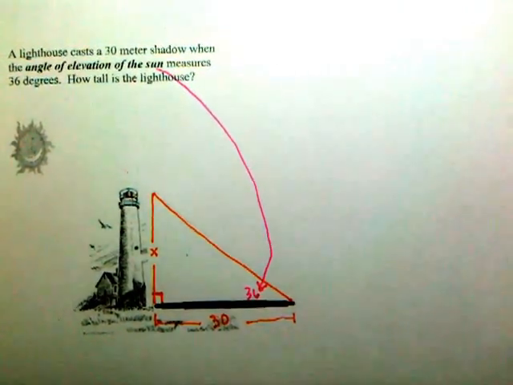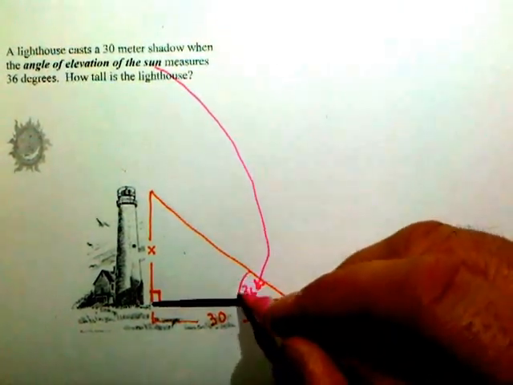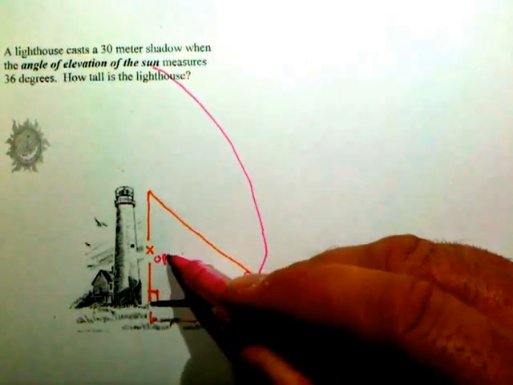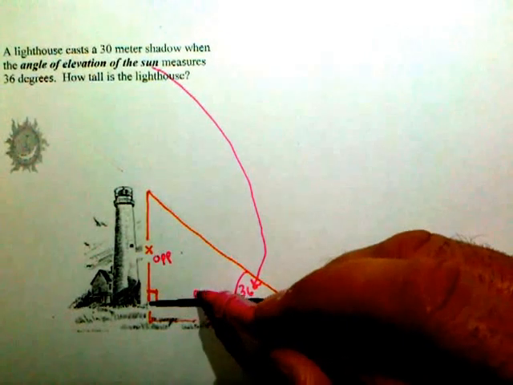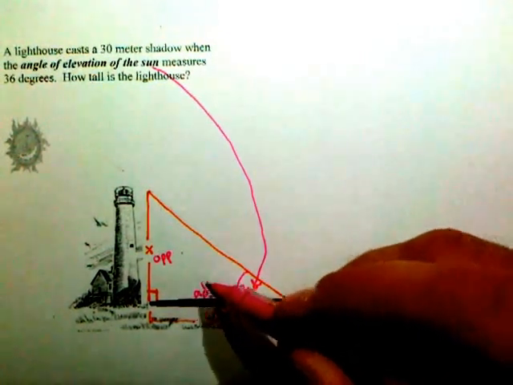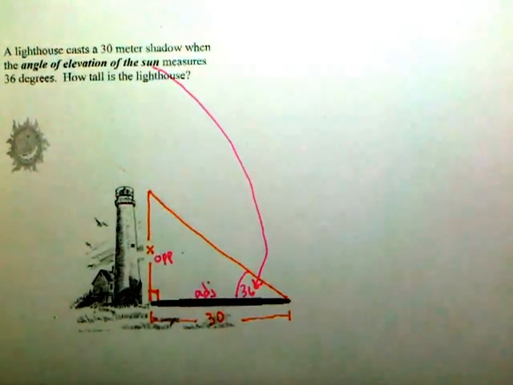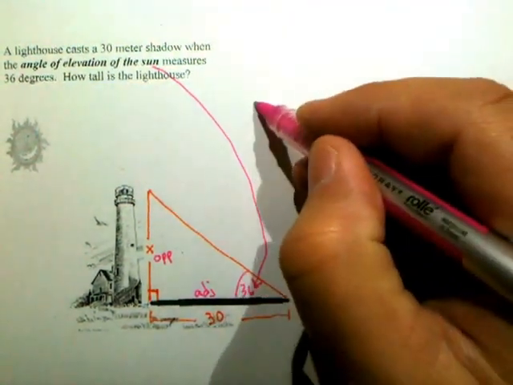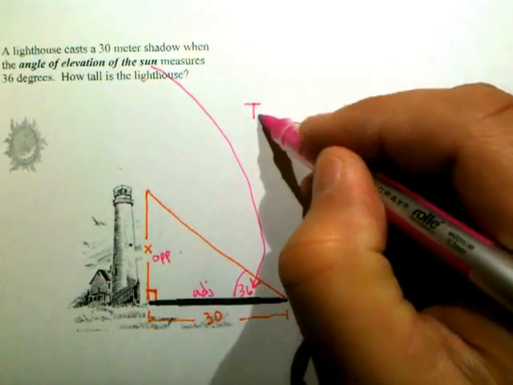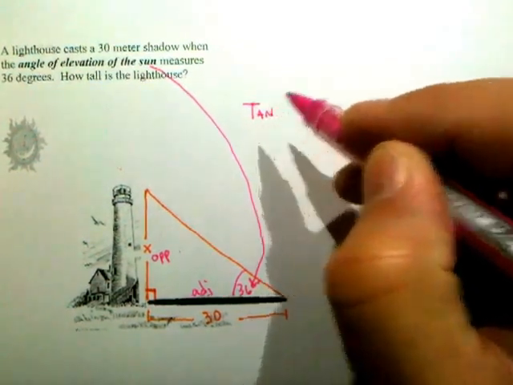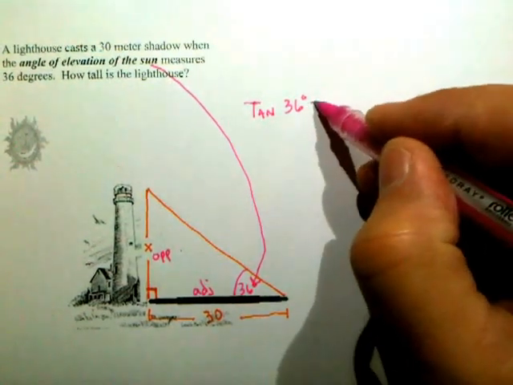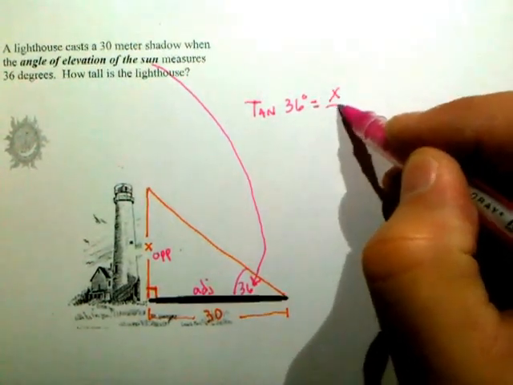So now, in relation to the 36 degrees, x is opposite, 30 is adjacent, and hopefully by now we know that opposite and adjacent will give me the tangent function. So my equation is tangent of 36 degrees is equal to x over 30.